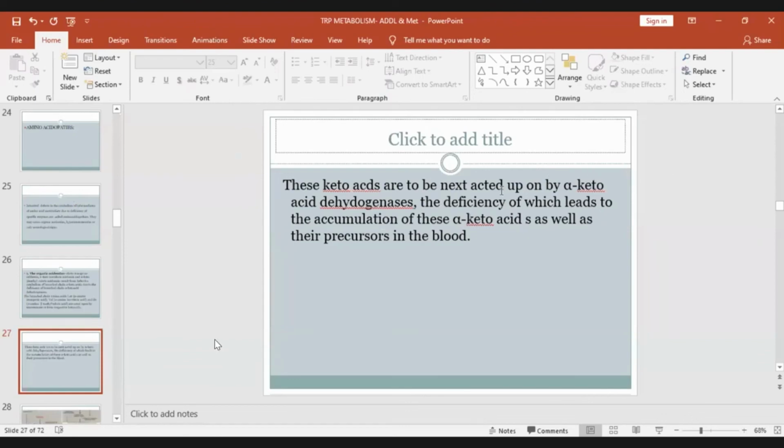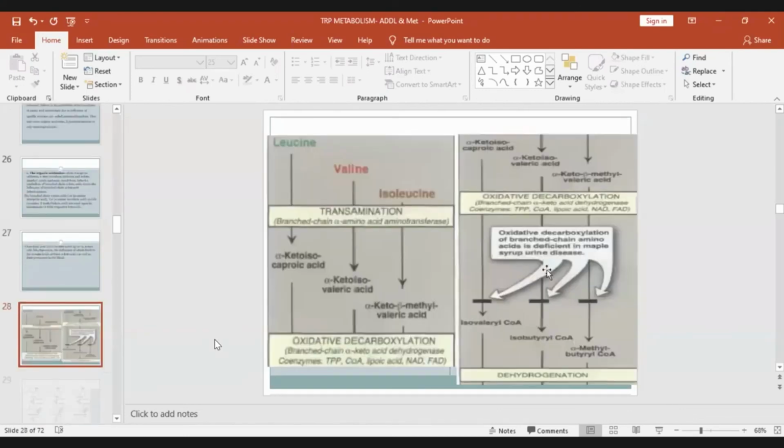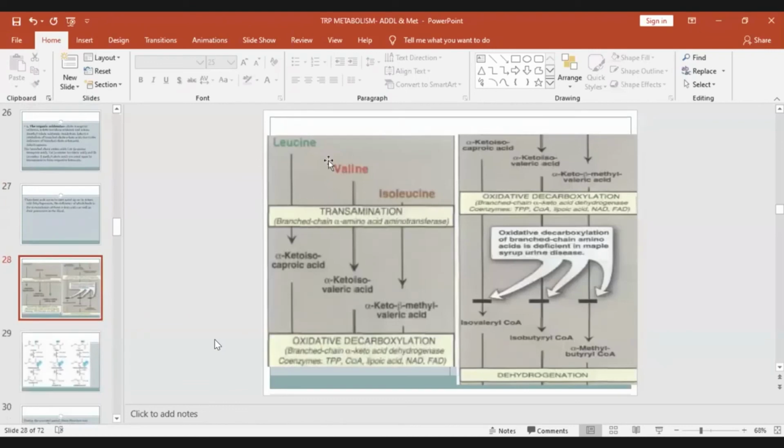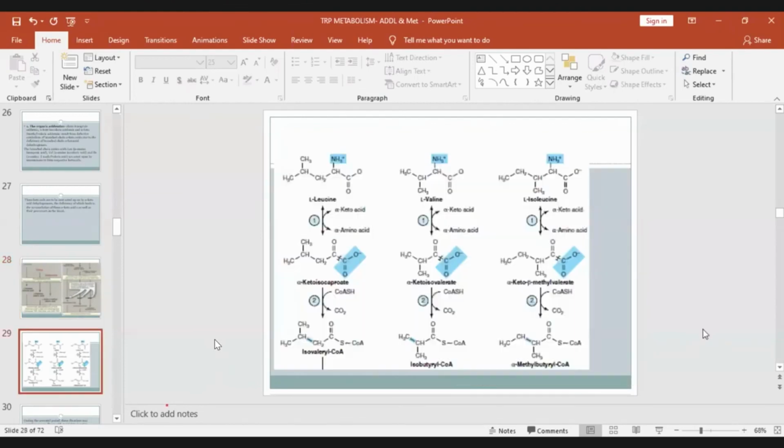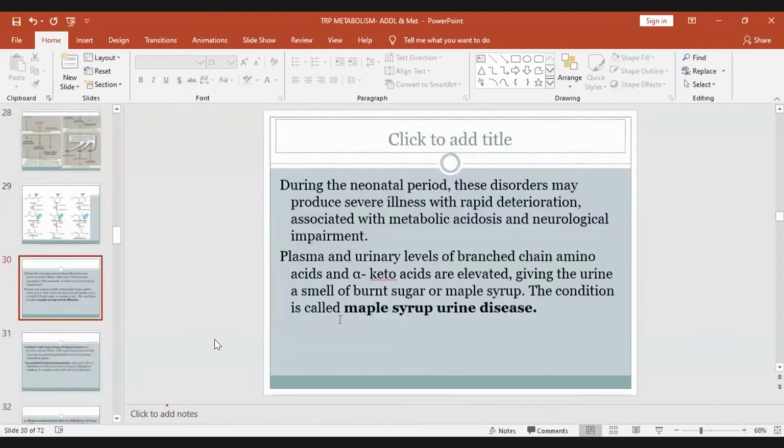So the deficiency of this will lead to the accumulation of these alpha keto acids as well as their precursors in the blood and their excretion in the urine. So leucine, valine, isoleucine, these are the branched chain amino acids. On transamination, they form their respective keto acids, and these keto acids are then acted upon by oxidative decarboxylation, that is dehydrogenase, which will result in the products. The deficiency of this enzyme will result in a condition called maple syrup urine disease. This is because their urine smells of burnt sugar.